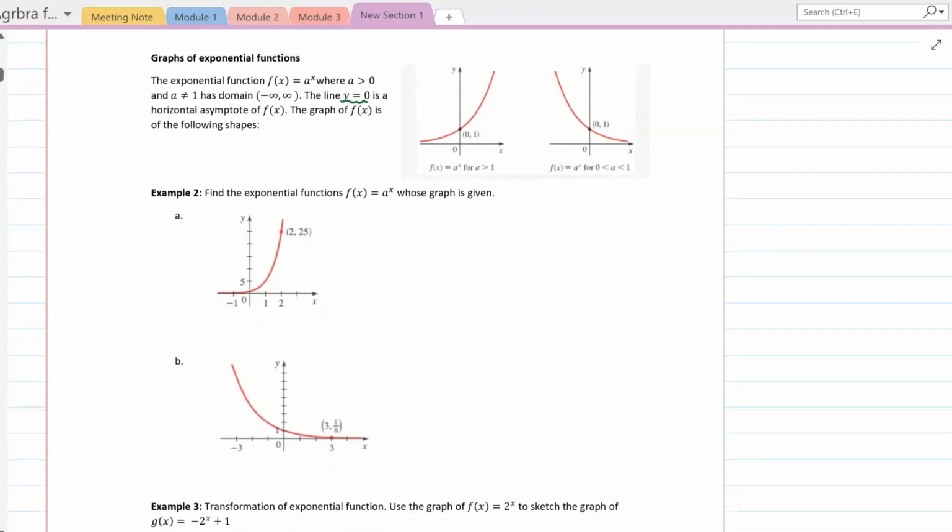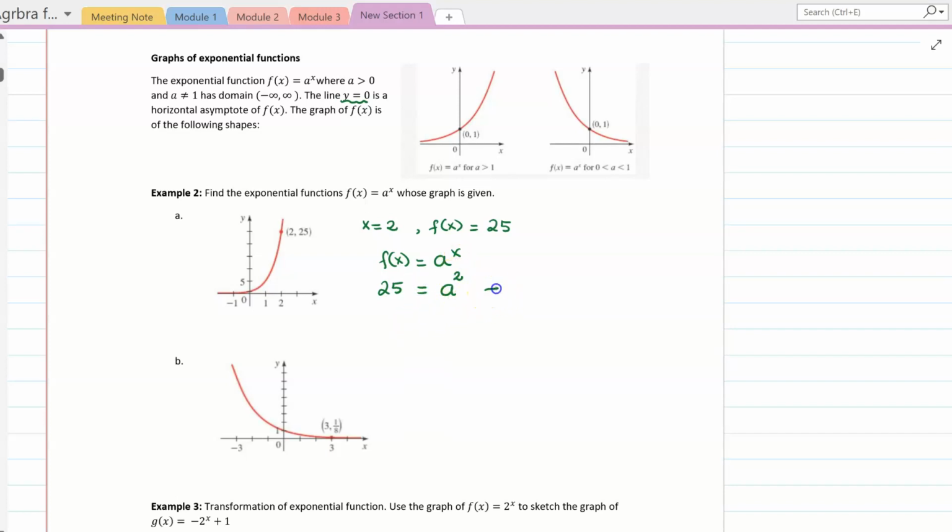Okay, so let's say we are given the graph and we want to find the exponential function. We are given f of x equals a to the x, and in this first graph, we know that x is equal to 2, and f of x is equal to 25. So let's put it into the formula. F of x equals a to the x, so 25 is equal to a to the second.